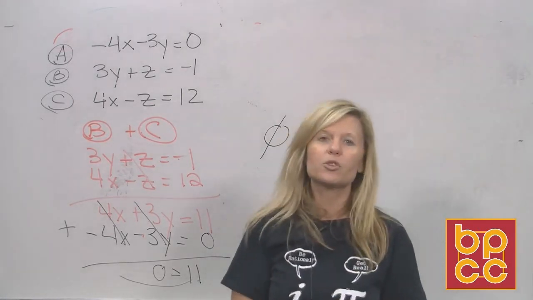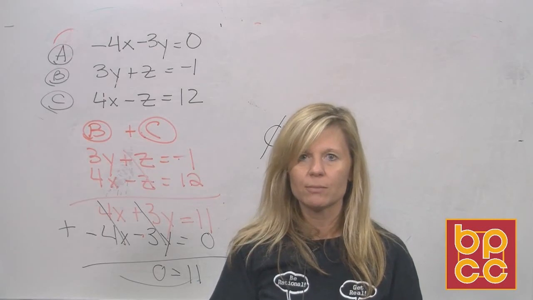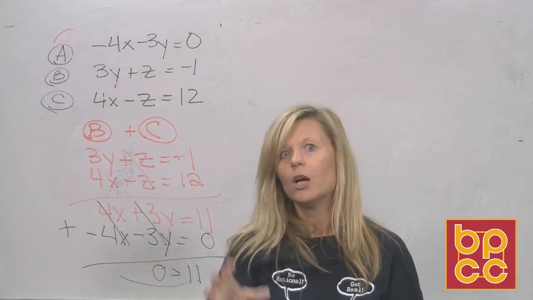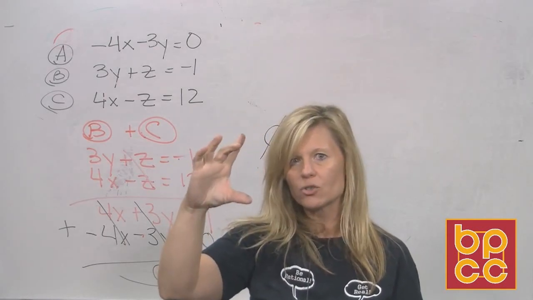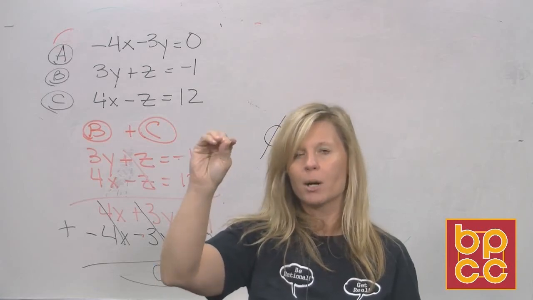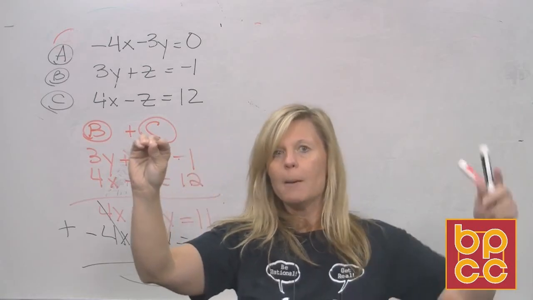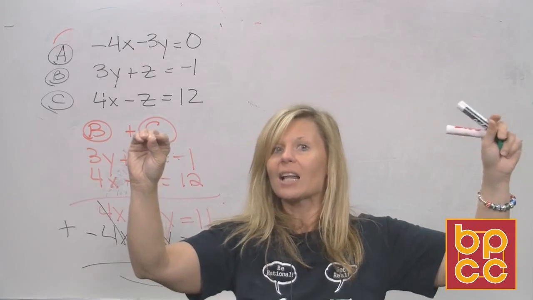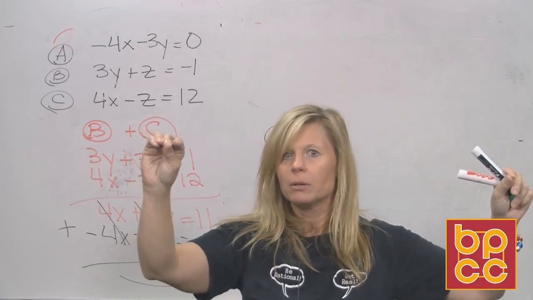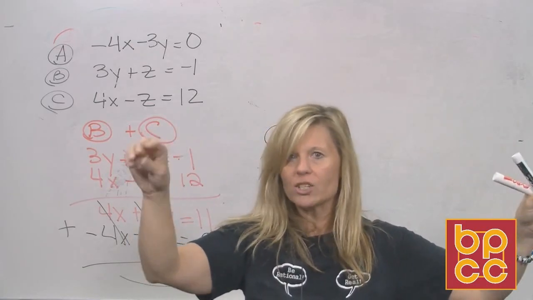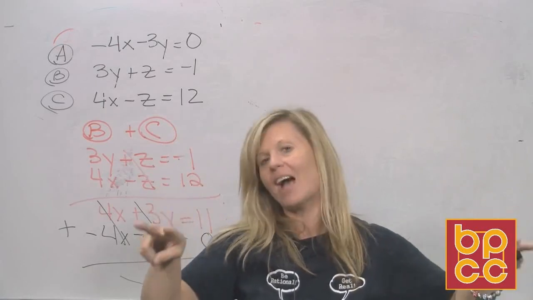So, the moral of the story is to be patient and not get frustrated. You'll always have 3 equations. Your job is to pick 2, put them together to eliminate a variable. Pick 2 more, but you've got to eliminate the same variable. You've got to end up with 2 equations with only 2 variables, but they have to have the same variables to get to a solution.